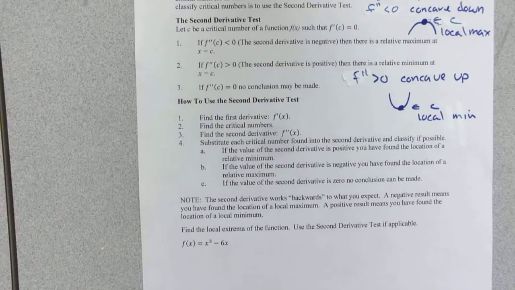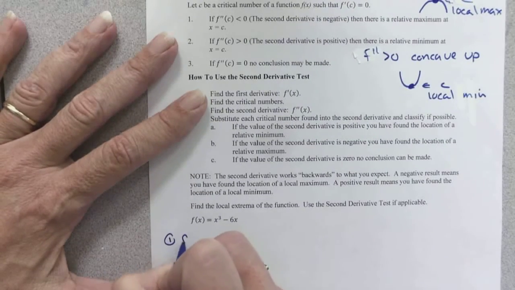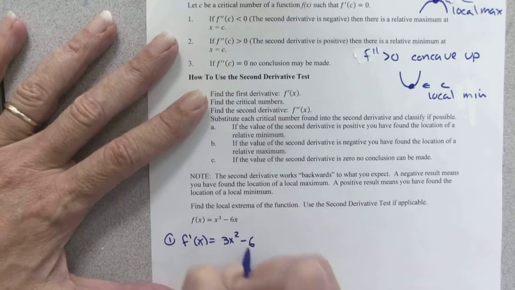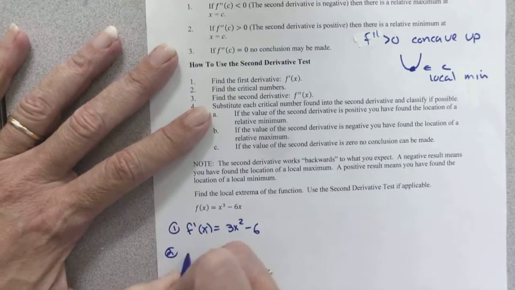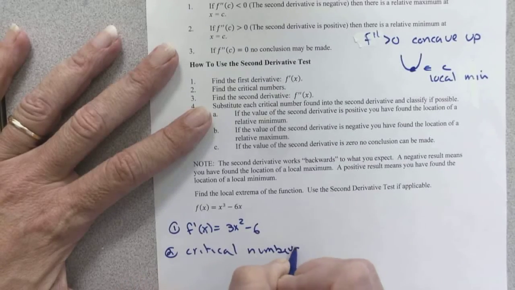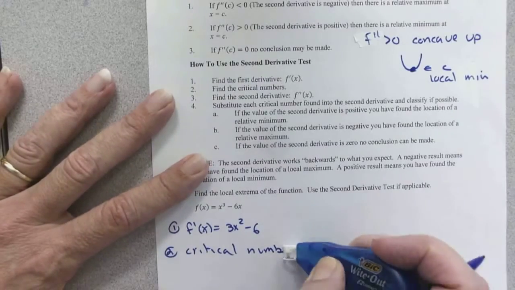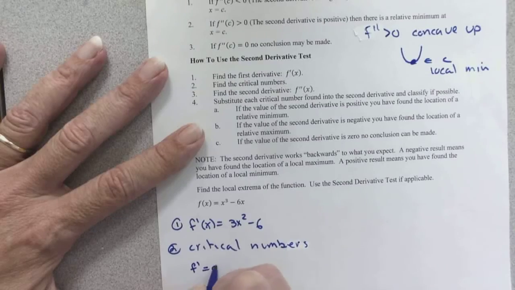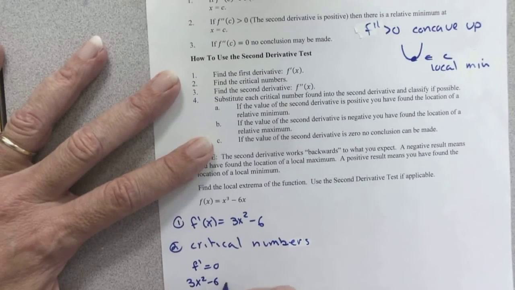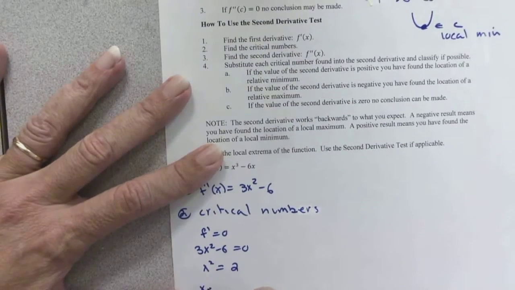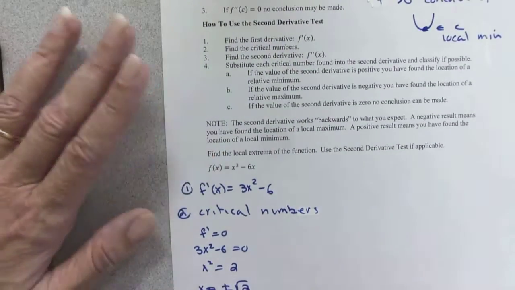Find the local extreme of the function. Use the second derivative test if applicable. So first I find that first derivative: 3x squared minus 6. Critical numbers. Let's make that legible. Set the first derivative equal to 0. So I get x squared equals 2, x equals plus or minus the square root of 2.